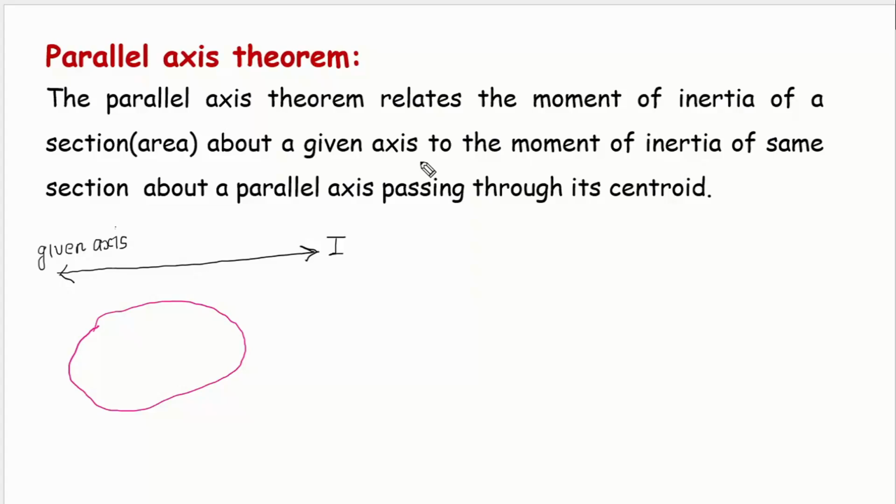Okay. So it relates to the moment of inertia of the same section. The same section means this area, whatever is given to us, about a parallel axis. Parallel axis means an axis parallel to the given axis, friends. So I will draw a parallel axis passing through its centroid. I have drawn a parallel axis here, and it is passing through the centroid, C. I have taken C as the centroid of this particular area or section. So it gives the relationship between the moment of inertia about the given axis and the moment of inertia about a parallel axis passing through the centroid of the given area. The moment of inertia about this I am going to call IC.